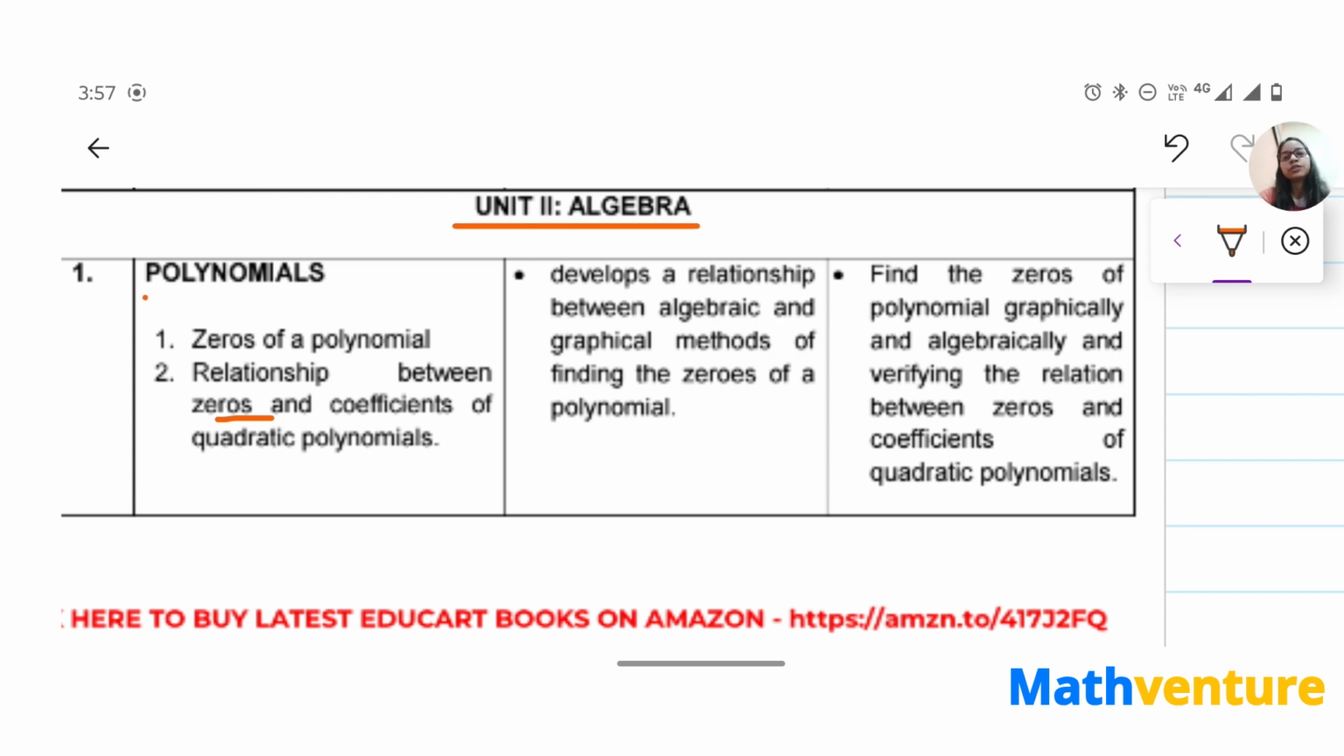The first chapter is polynomials. In this chapter we will see what the zeros of polynomials are and the relationship between zeros and coefficients of quadratic polynomials. Then we will see how the questions are asked in the exercise, and the different ways of asking questions under this chapter.